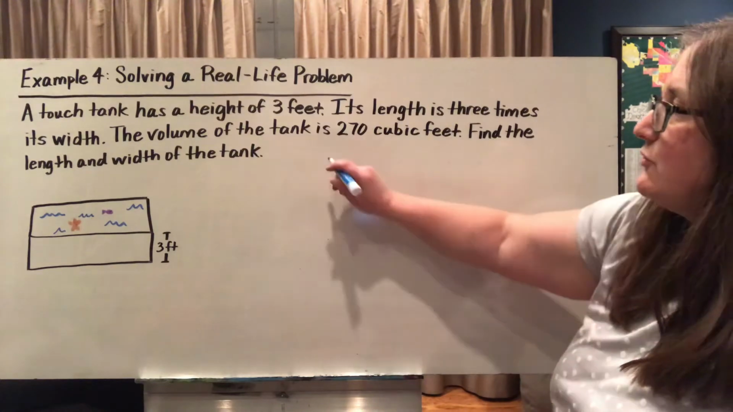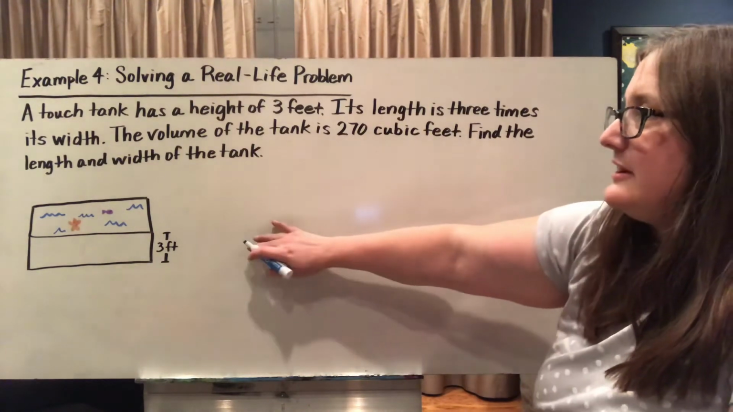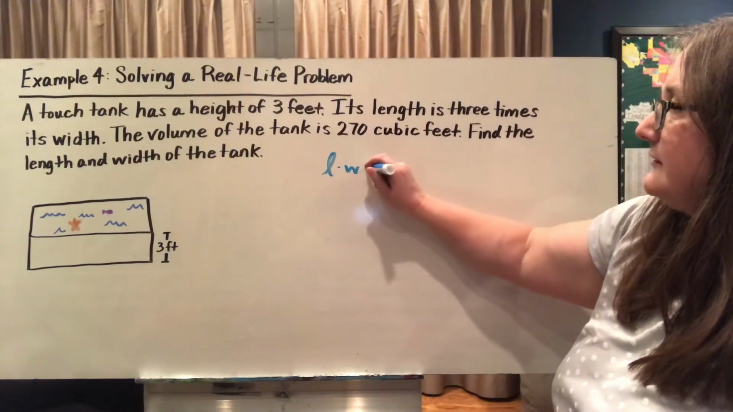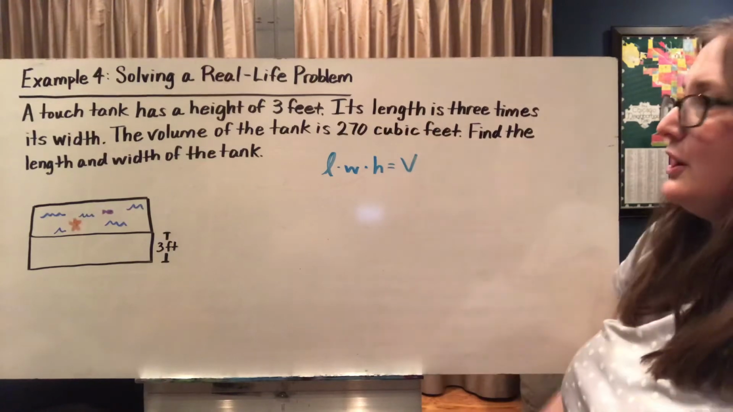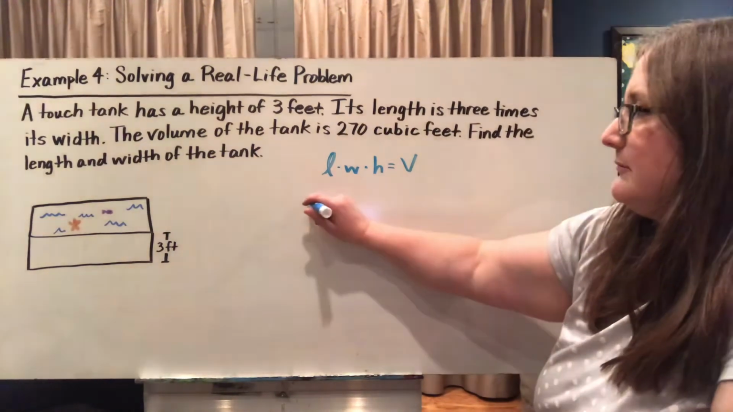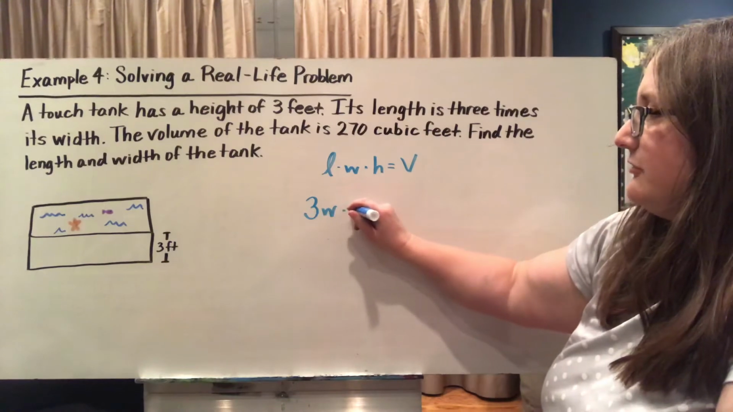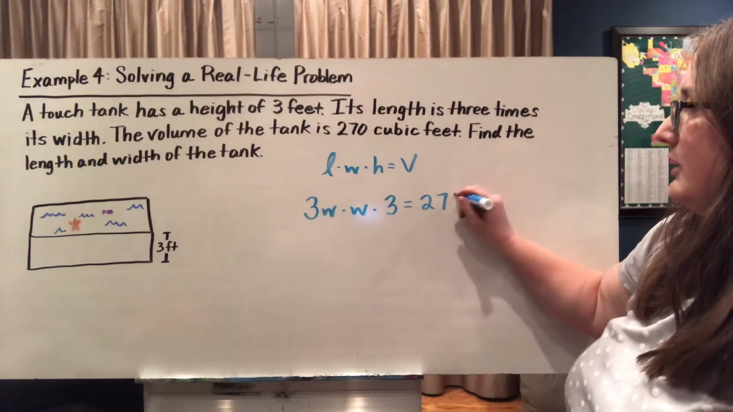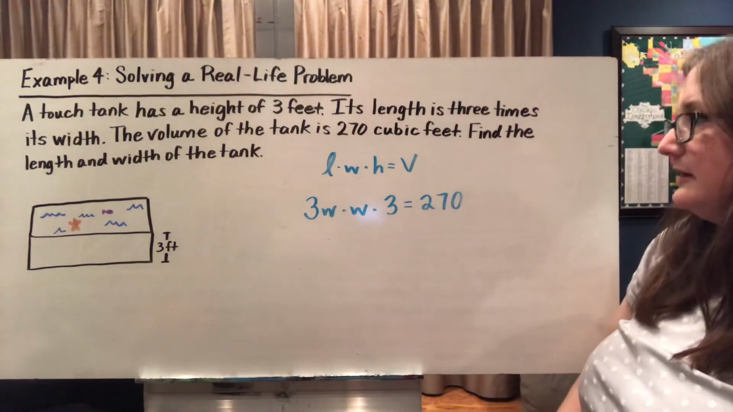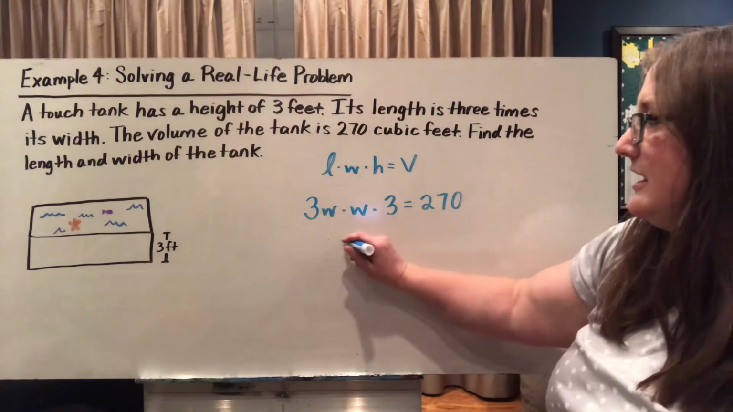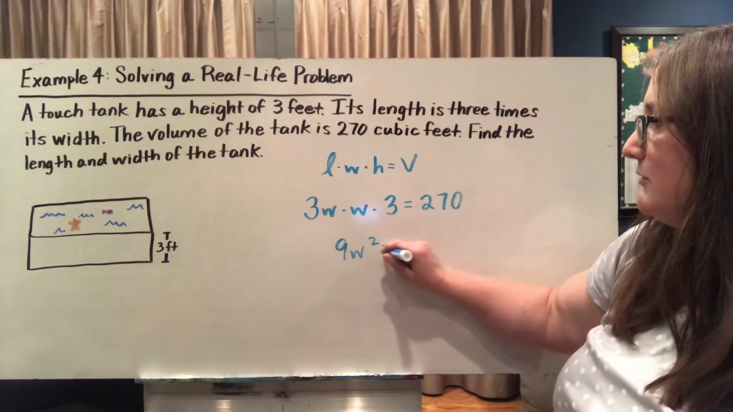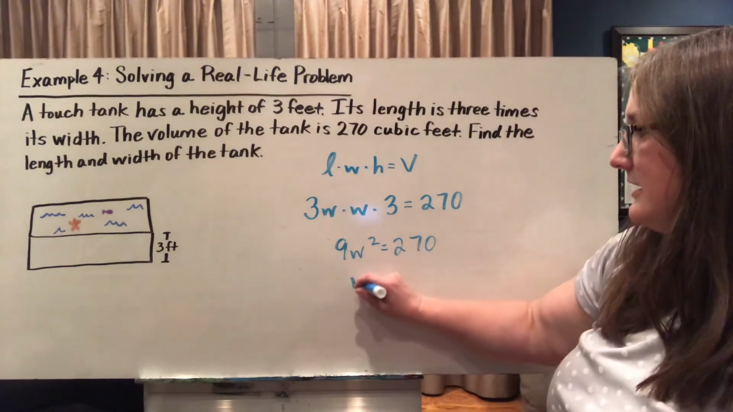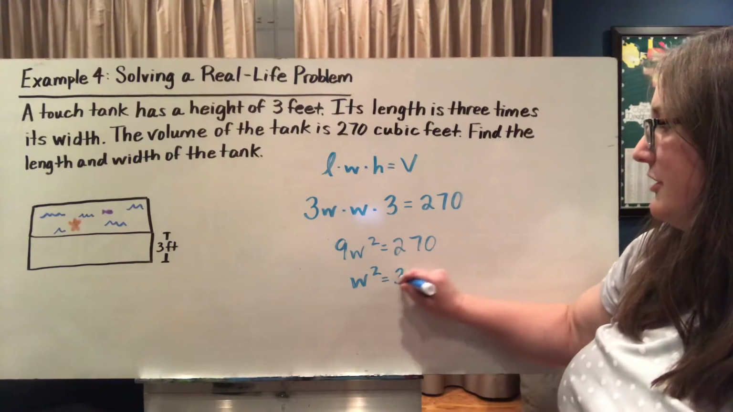So the normal formula that we use for volume of any type of rectangular prism is length times width times height equals our volume. Well, in this case, the length is 3 times our width. The width is just the width, and the height is 3, and it equals 270 cubic feet. So if we combine this here, we're going to get 9w squared equals 270. So I'm going to divide each side by 9, and I get w squared equals 30.